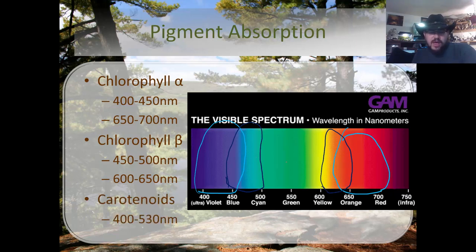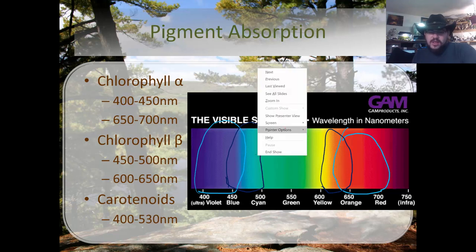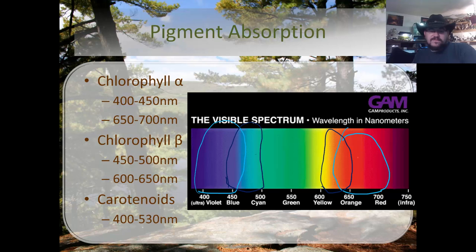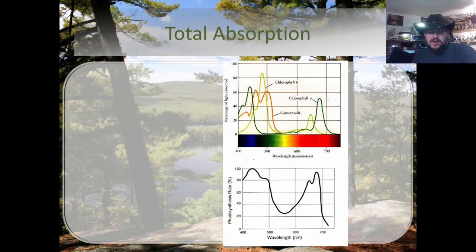And then we have those carotenoids doing our good old-fashioned 400 to 530. So it's overlapping a little bit with the others, and it gets a little bit nearer that green. So there's some of our carotenoids. Xanthophylls and anthocyanins also expand this, but I'm not going to go into all of those. But here we go. Alpha, beta, and the carotenoids are the most commonly discussed ones.